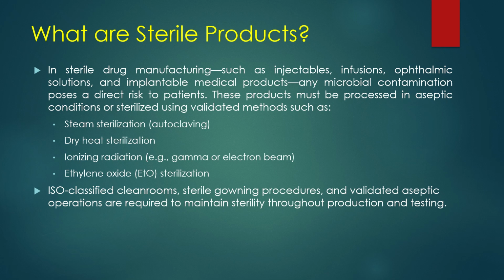In sterile drug manufacturing, such as injectables, infusions, ophthalmic solutions, and implantable medical products, any microbial contamination poses a direct risk to patients. These products must be processed in aseptic conditions or sterilized using validated methods such as steam sterilization, dry heat sterilization, ionizing radiation, and ethylene oxide sterilization. ISO classified clean rooms, sterile gowning procedures, and validated aseptic operations are required to maintain sterility throughout the production and testing.